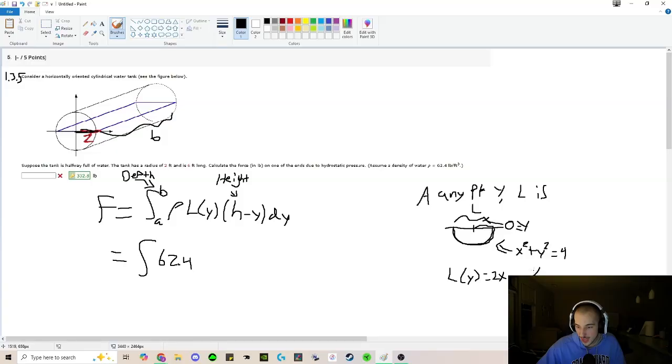So we solve for x. x squared equals 4 minus y squared. That means we take our square root, so x equals plus or minus the square root of 4 minus y squared. And which one will it be? Should be the negative one here, right?